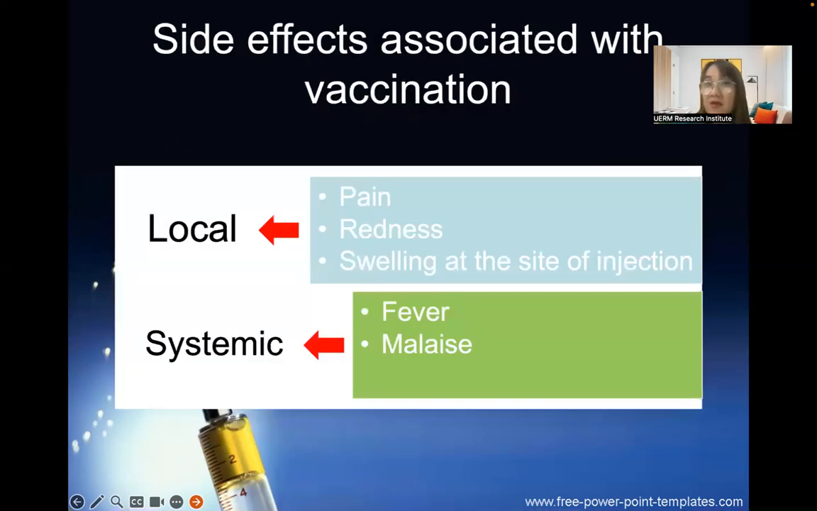So what are the side effects associated with vaccination? There's local side effect, so there's pain in the injection site, there's redness, or maybe swelling at the injection site. There can also be systemic side effects, which comprise symptoms like fever and body malaise.